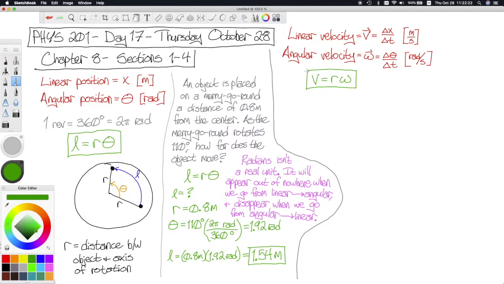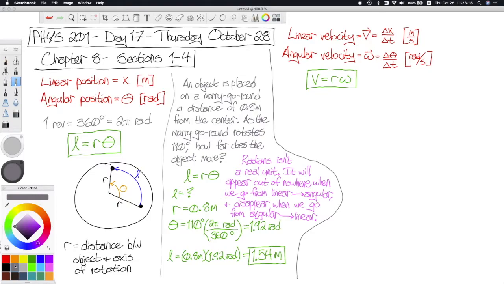The linear velocity is all about how fast something is moving. What a cop's radar gun would measure is the linear velocity. Angular velocity is all about how fast something is rotating. So the faster it rotates, the higher the angular velocity. And it doesn't really matter how large the object is or how small the object is. A merry-go-round rotating at 5 revolutions per second has the same angular velocity as a CD on a CD player rotating at 5 revolutions per second.